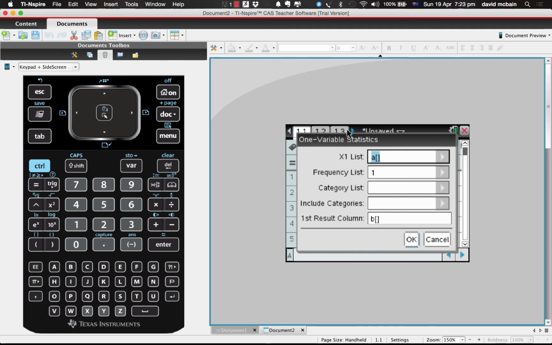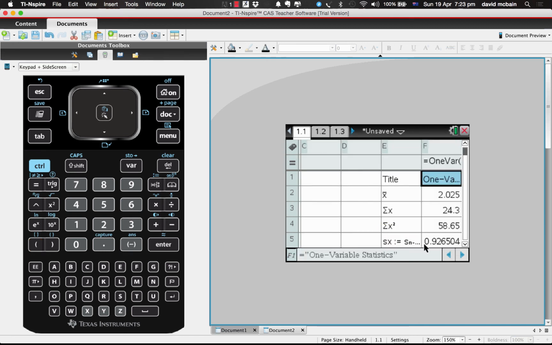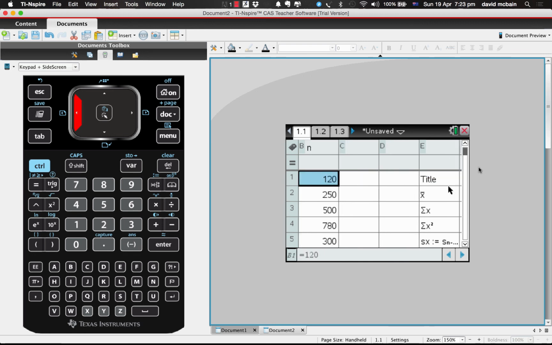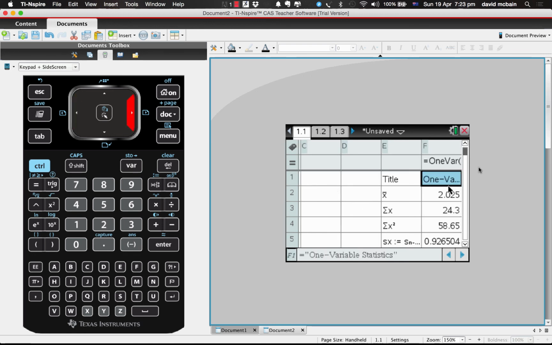And it takes a couple of columns to put this data in. So I would actually write that as E, so that the answers to this one variable statistics will be placed way over to the right and not erase the data we've actually entered. So I'll press OK, and here you can see our one variable statistics. The data is still there, and this is the data for the first column.